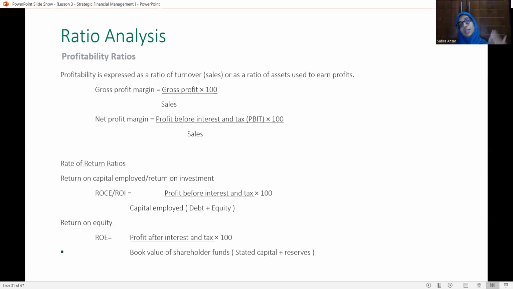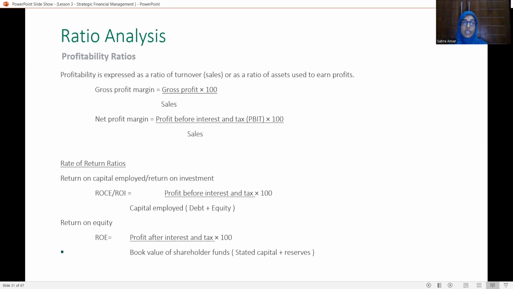So gross profit is calculated in comparison to the sales. Gross profit will be divided by sales and multiplied by 100. For example, say the gross profit is 50,000 and the sales is 150,000. So 50,000 will be divided by 150,000 and multiplied by 100. 50 divided by 150 would be one third, multiplied by 100 would be 33.3%. So gross profit margin will be calculated like that.